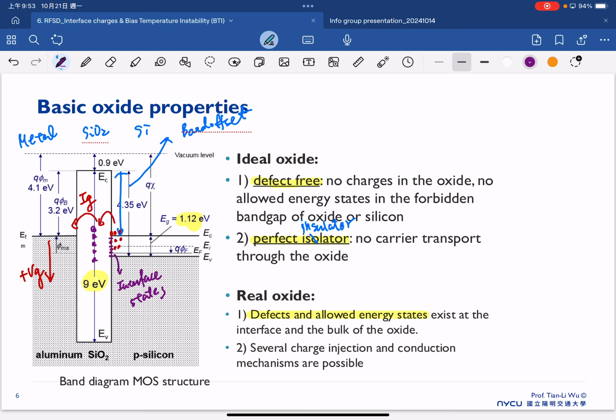So basically we can expect that we will have these defects at the interface or inside the dielectric, no matter how good your dielectric is, even for the best silicon dioxide. Nowadays, we still suffer from this kind of issue, and this creates what we generally call trapping.